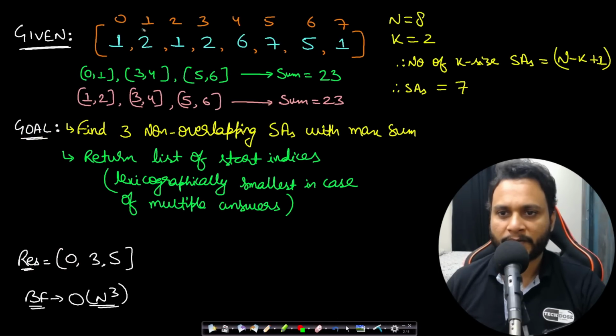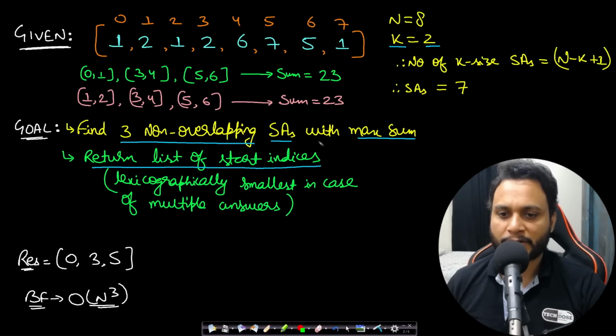Let's say that we are given 8 items in a given array and the k value is equal to 2. Now we need to find 3 non-overlapping subarrays with the maximum sum, and we need to return the list of the start indices of all these subarrays. These start indices should be lexicographically smallest in case there are multiple answers.